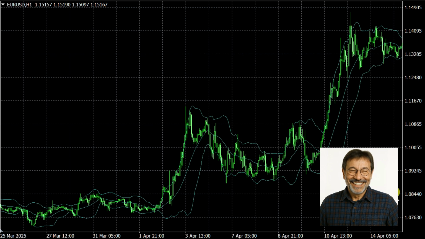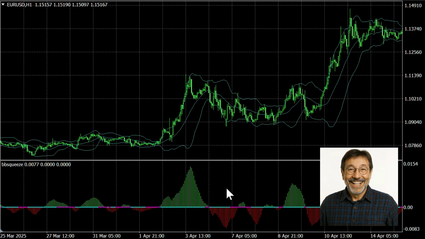So once we attach the squeeze version to the chart, we can see that there is a histogram with green and red bars, as you see right here. So let's get to how we read this indicator. We have green bars showing bullish momentum and red bars showing bearish momentum. We should also pay attention to the size of the bar. If the size is small, it means the volatility is low. If the bars are bigger, it means the volatility is increasing. Same like with the original Bollinger Bands, put in different form.